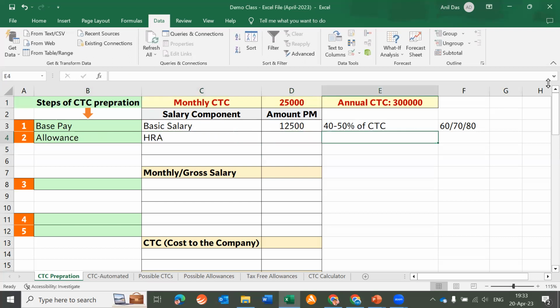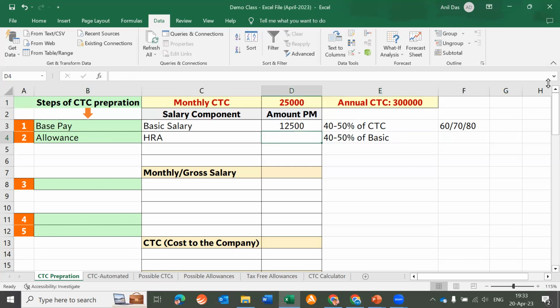And HRA should be how much? You will see that HRA is normally kept as 40 to 50% of basic salary. Why is it kept as 40 to 50% of basic salary? Because income tax rule says that if you keep HRA as 40 or 50% of basic salary, that amount would be tax free. This is the only reason why every company goes for HRA. 40% should be kept for all those employees who are staying in non-metro city. And if your employee is staying in a metro city, you should keep 50% of basic as HRA.